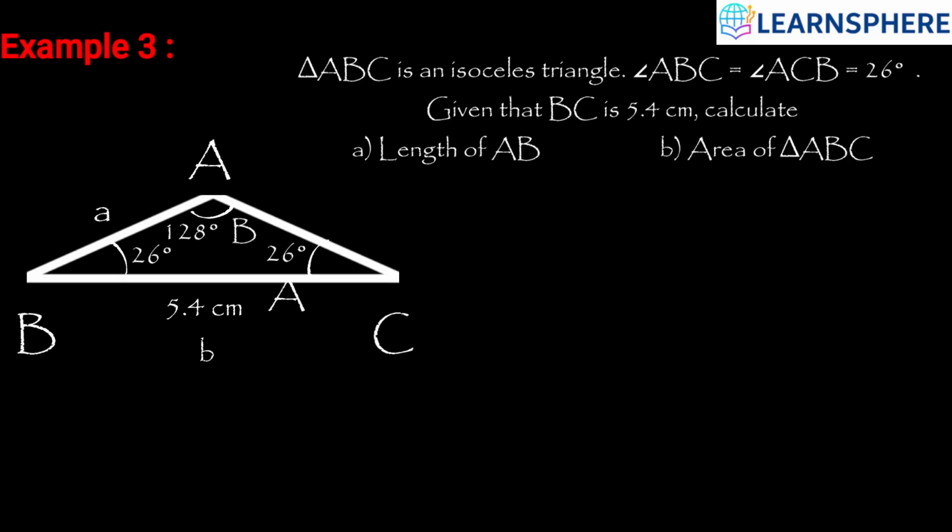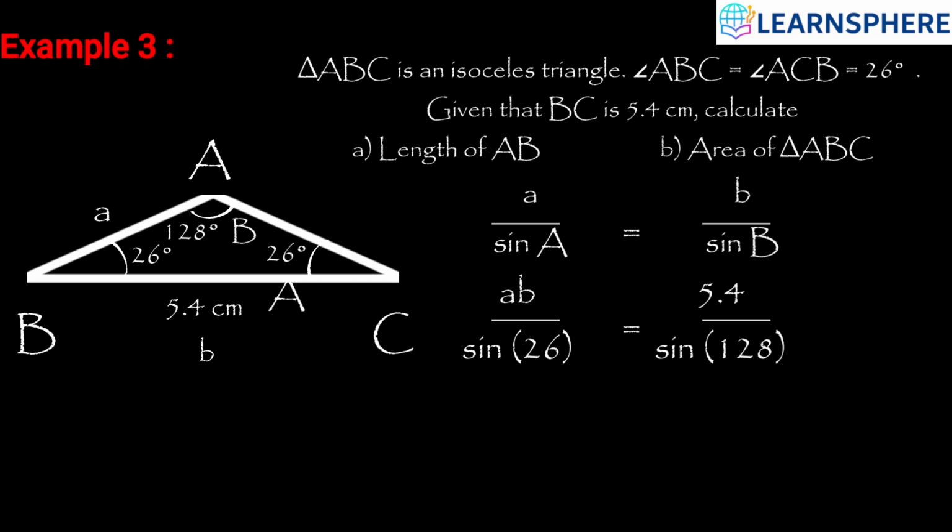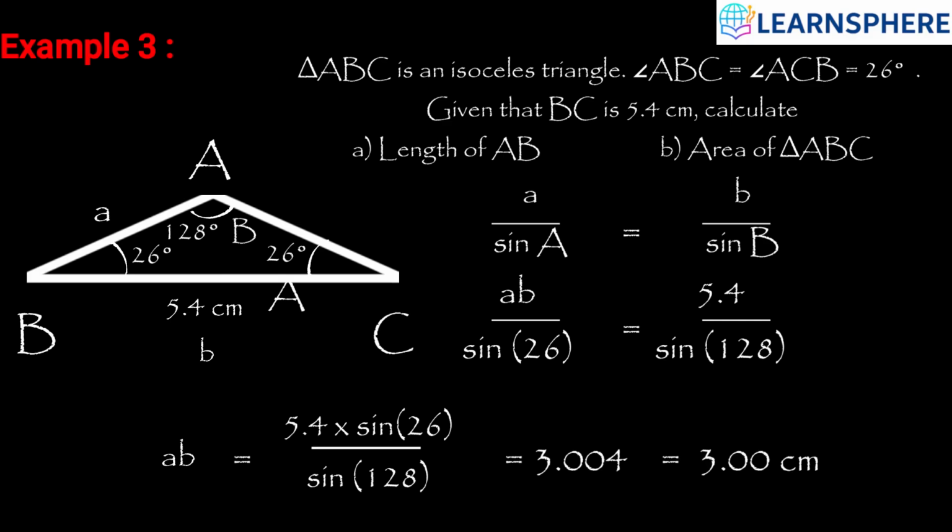In the previous video, we've gone through this formula. You can use the sine rule formula of a over sine A equals b over sine B, where you can substitute the values of the sides and angles into it, which will give us AB over sine 26 is equal to 5.4 over sine 128. To get AB, we can cross multiply sine 26 over to the right hand side, which will give us 5.4 times sine 26 over sine 128, which can be evaluated to be 3.004, and which can be rounded off to 3.00 cm as the length of AB.